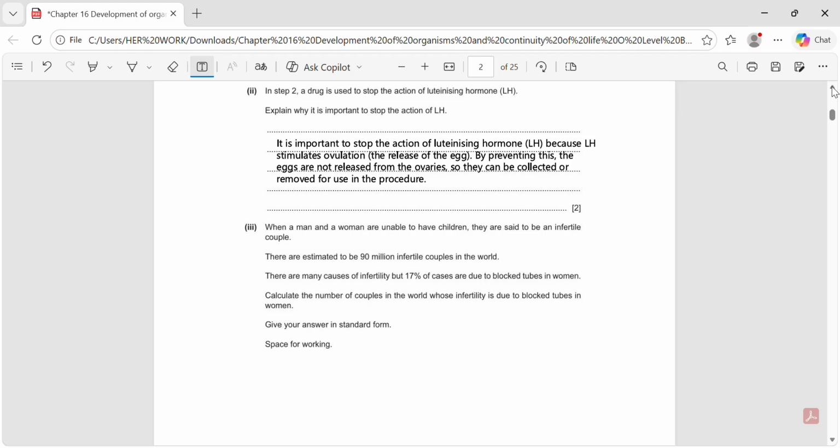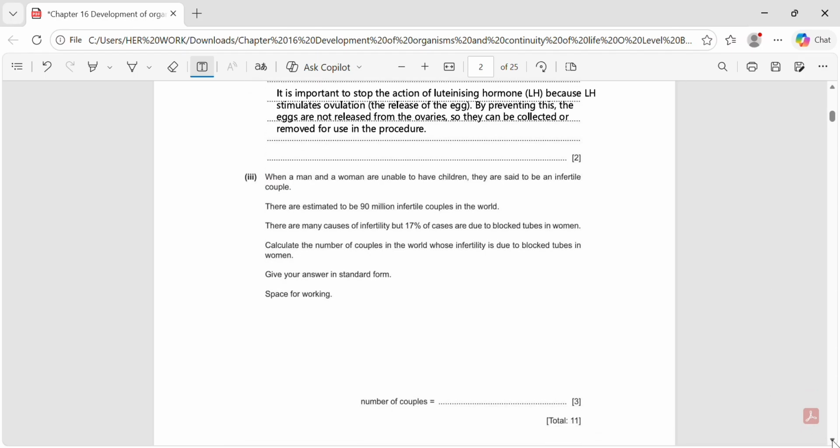The question states that when a man and a woman are unable to have children, they are called an infertile couple, and it further informs us that there are an estimated 90 million infertile couples in the world. It then adds that 17% of infertility cases are due to blocked tubes in women, and finally asks us to calculate how many couples this represents and to give the answer in standard form. In simple terms, this question is asking us to find 17% of the total 90 million couples, because only that fraction of the total infertile couples are affected by blocked tubes.